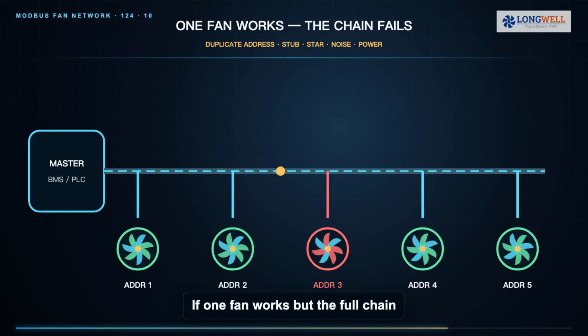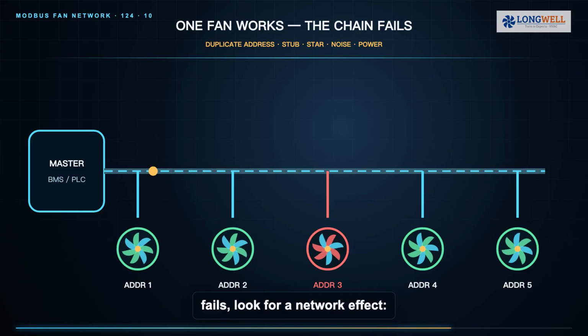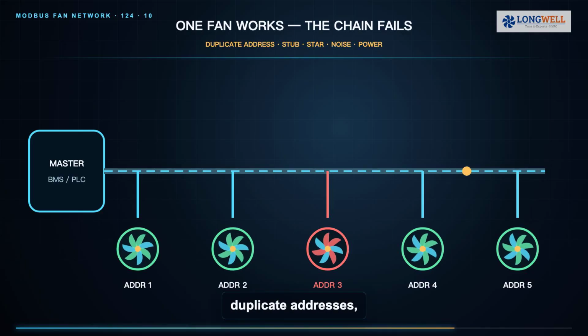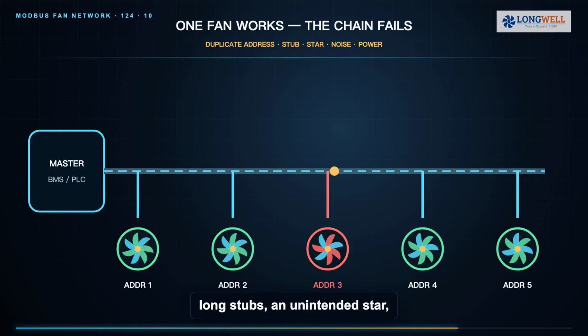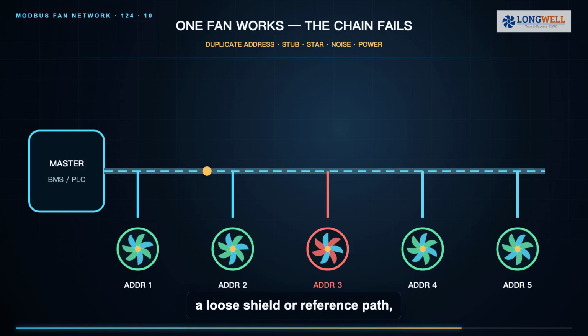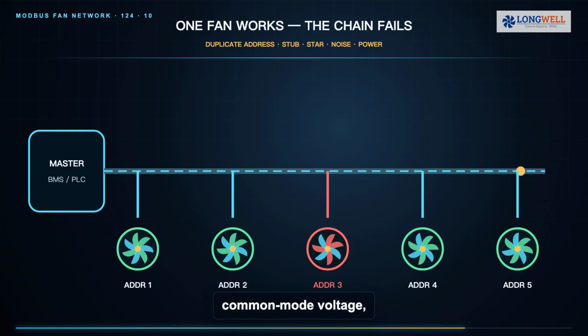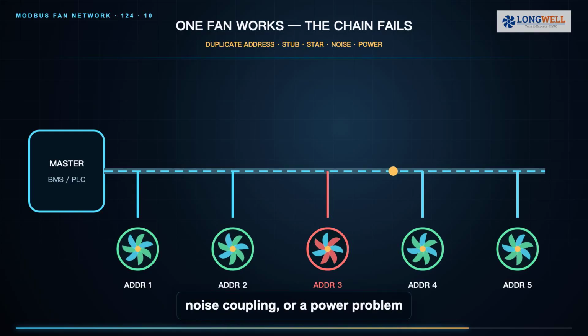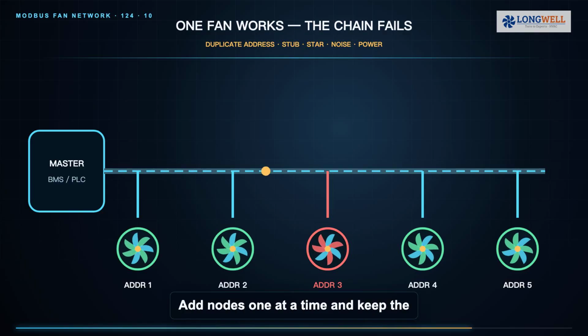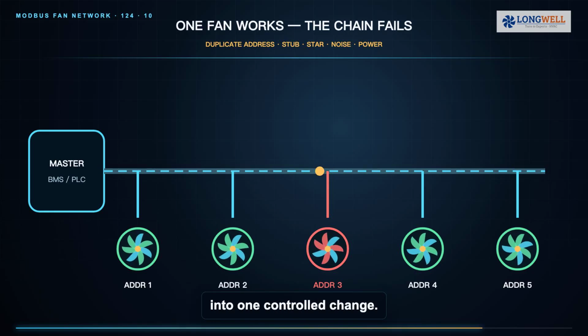If one fan works but the full chain fails, look for a network effect: duplicate addresses, long stubs, an unintended star, excessive or missing termination, a loose shield or reference path, common mode voltage, noise coupling, or a power problem that appears under load. Add nodes one at a time and keep the last known good configuration. That turns a building-wide mystery into one controlled change.